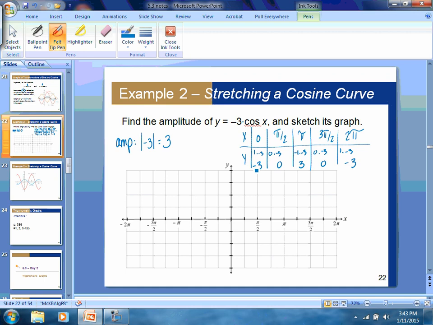So that negative flips it around the x-axis, or rotates it around the x-axis. And then the 3 is going to make it 3 units tall instead of 1 unit tall. So I'm going to start at -3, and then I'm going to go up to 0. Then I'm going to go to +3, back to 0, and then back to -3. So this cosine function is a lot taller than the original ones that we graphed. Now when you're graphing these, try and make the points that connect curved somewhat so it looks kind of like a wave. Don't make them straight lines. We don't want it to be a V, so try and make it a little curved. Okay.